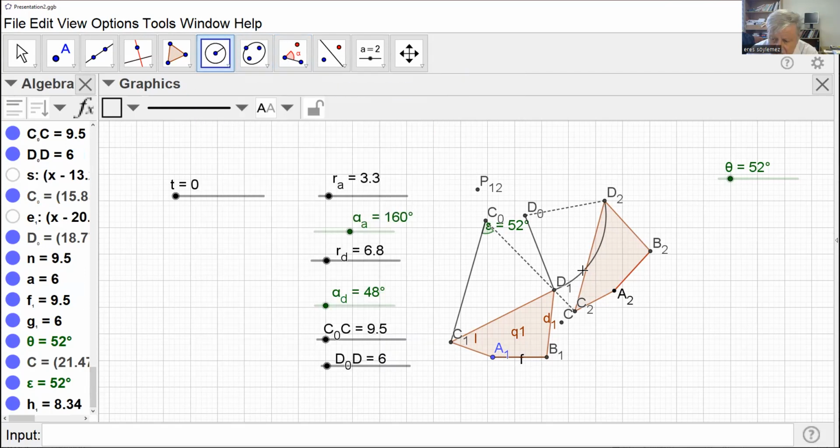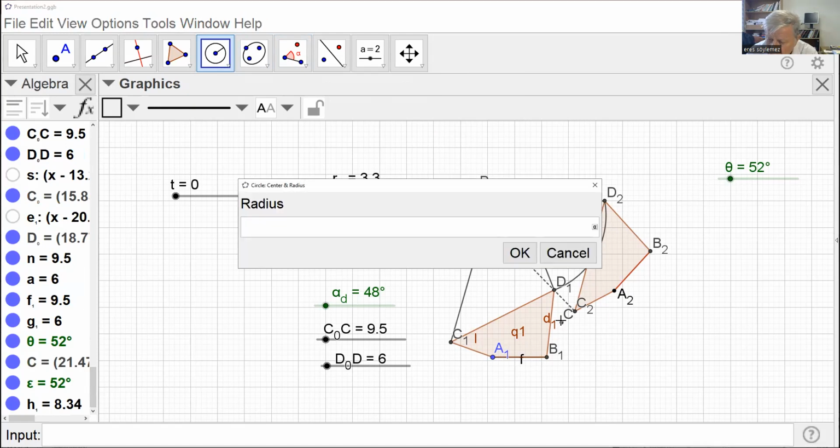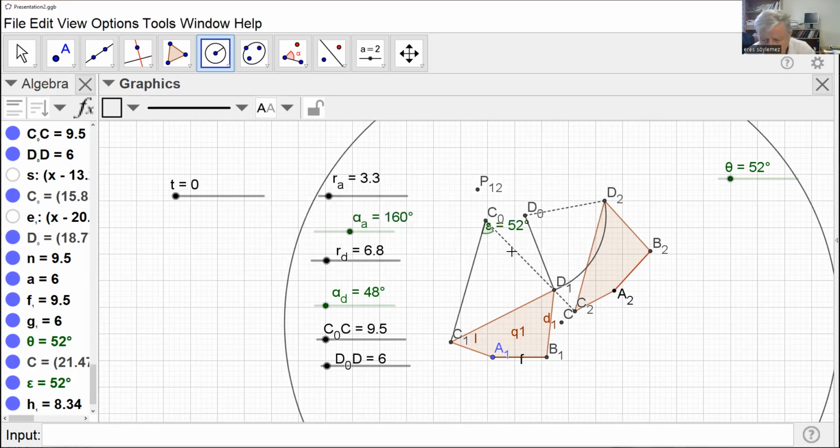From the label, I can see that. Draw a circle with next Q1. It's not on, no, that's not.